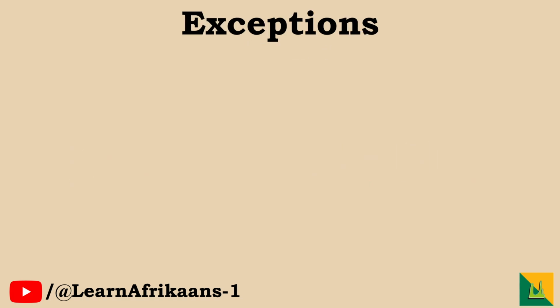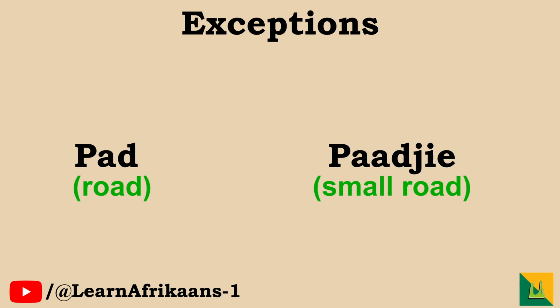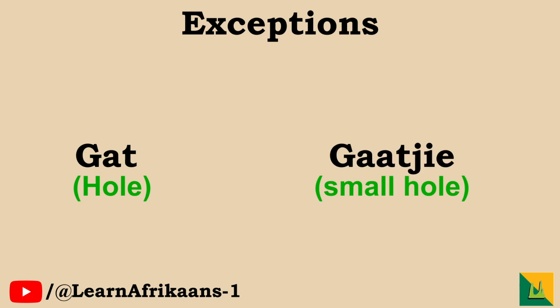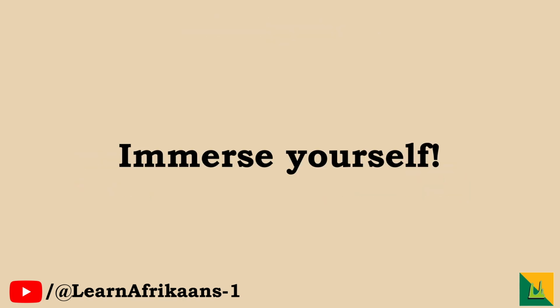Lastly, there are some exception words. For example, pad, paadjie. It doesn't follow the rule of just getting the tjie. It also doubles the vowel. Gat, gaatjie. Therefore, it is important to not just study the verkleining, but to immerse yourself in Afrikaans to the point of knowing it at a subconscious level.